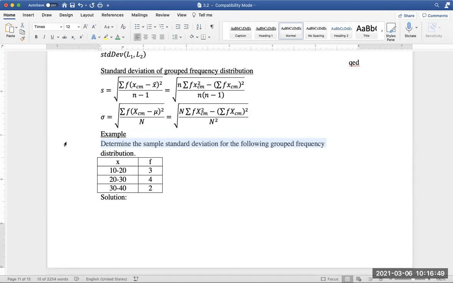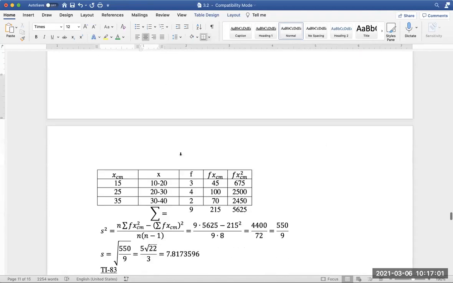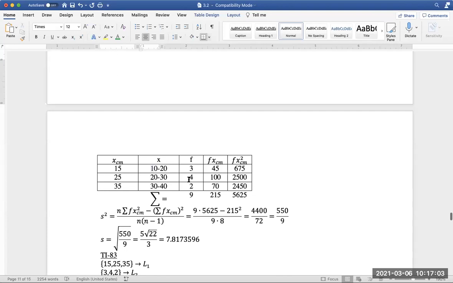Determine the sample standard deviation for the following group frequency distribution. 3 numbers between 10 and 20, 4 between 20 and 30, 2 between 30 and 40. So here I have my group frequency distribution. First, let's determine the class marks. To determine the class marks, let's add and divide by 2.